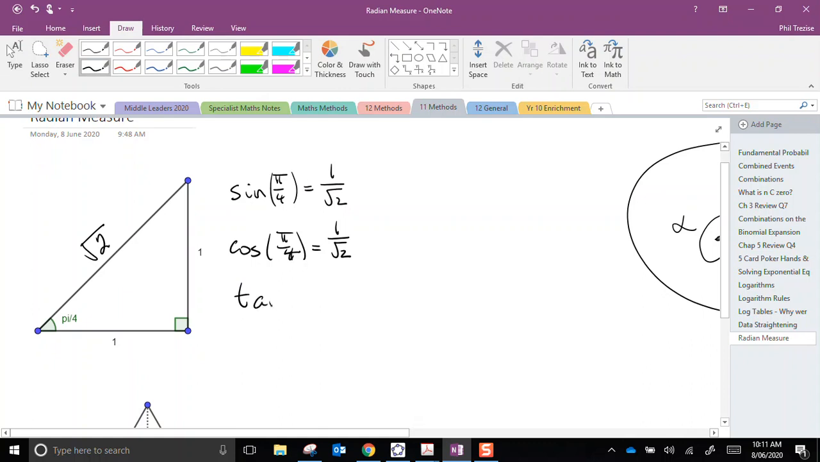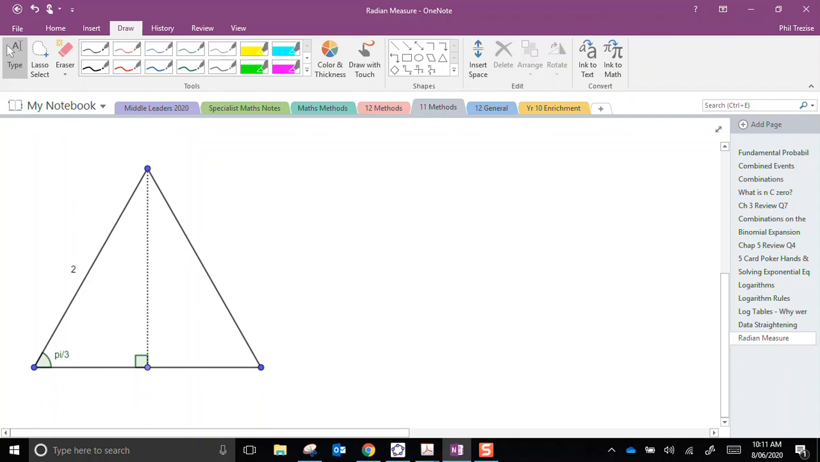What about the tan of pi on 4? Tan is opposite over adjacent. So opposite is 1, adjacent is 1, 1 over 1 is 1. The tan of pi on 4 is 1. Now you might have learnt these in grade 10 as sine of 45 degrees, etc. But now we'll be talking radians.